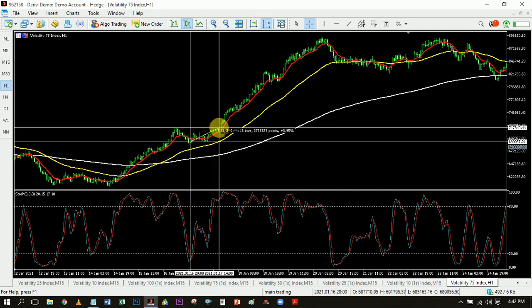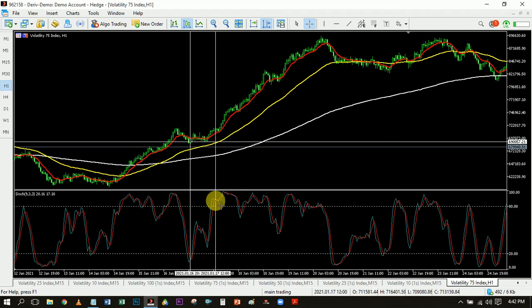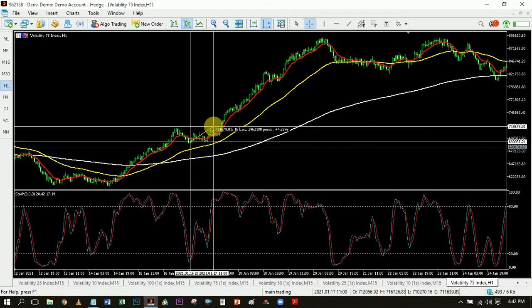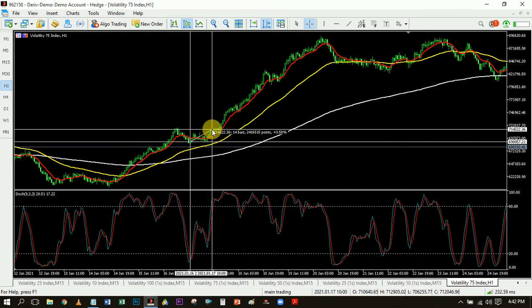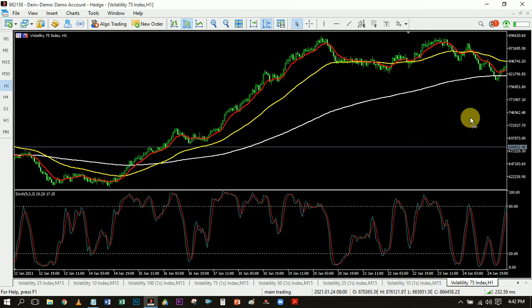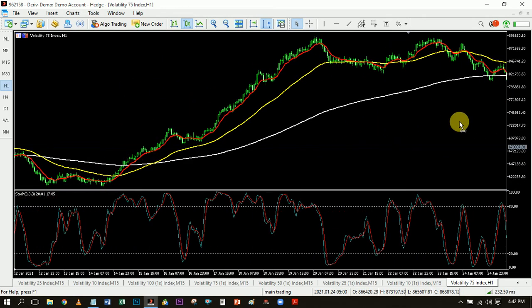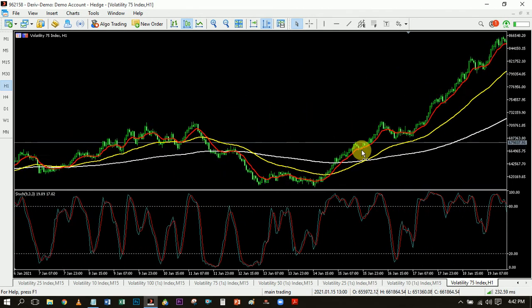Sorry, you can buy here, then you sell when it touches here. You can see just there. So that's just how it works. Very simple and easy without stress. So this is all you actually need to be successful trading this strategy.